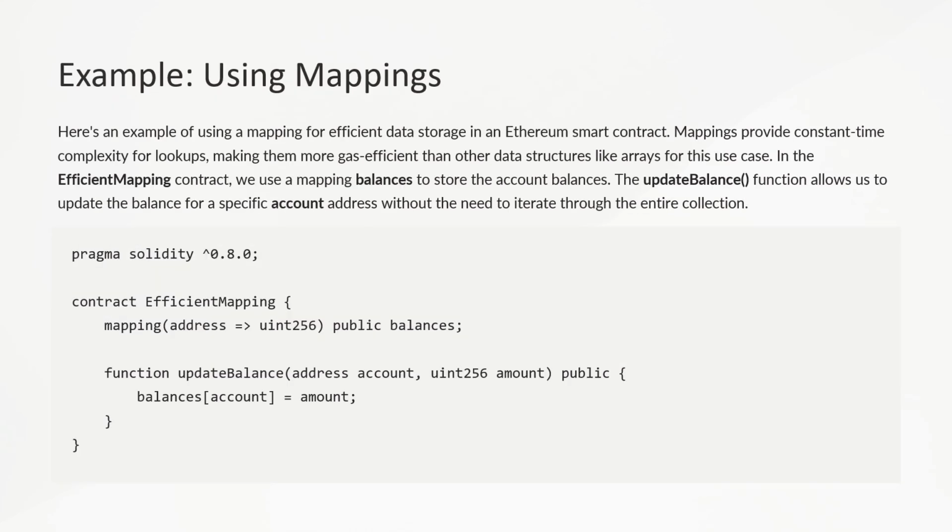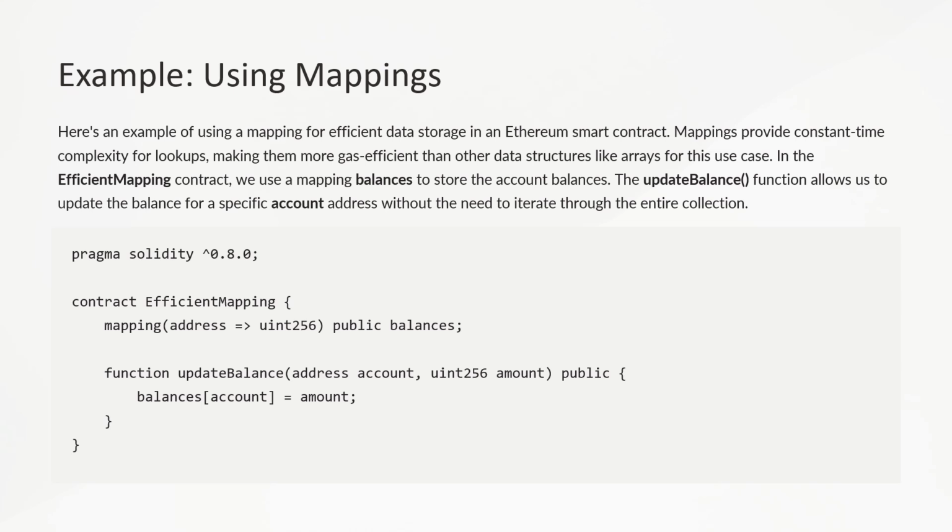The EfficientMapping contract exemplifies the utilization of mapping for efficient data storage in Ethereum smart contracts. So let's break it down. The contract includes a state variable balances, which is defined as a mapping with address keys and uint256 values. This mapping is intended to store the balances associated with different account addresses. The updateBalance function is a public function allowing anyone to update the balance associated with a specific account. It takes two parameters, account of type address and amount of type uint256.